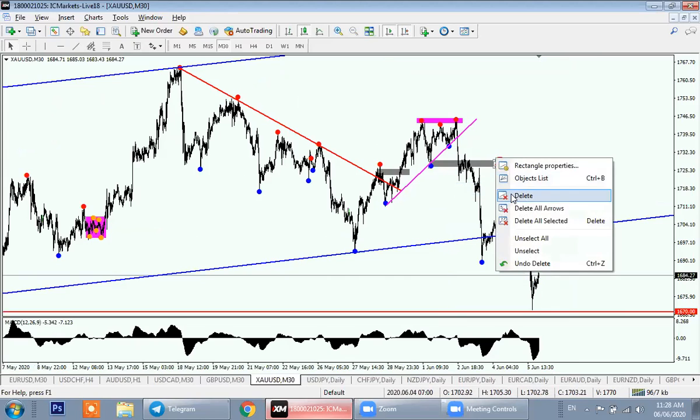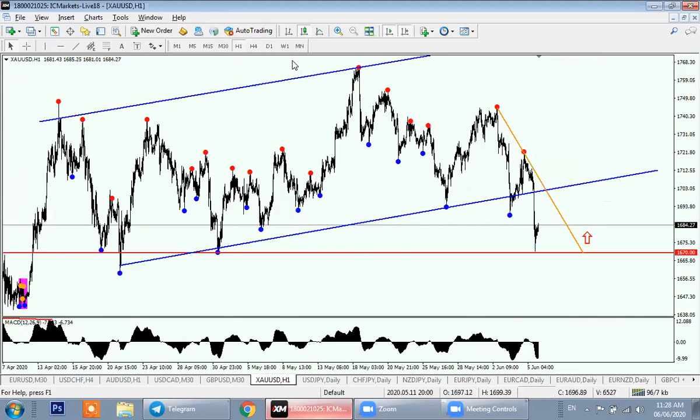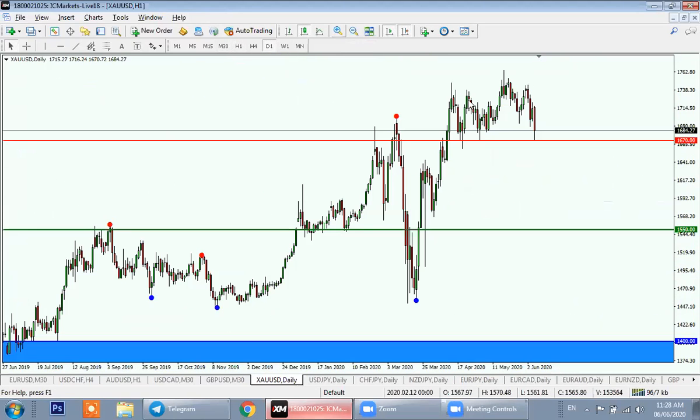Here we go. On daily time frame, price is currently.